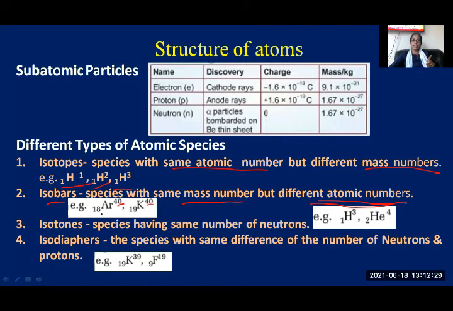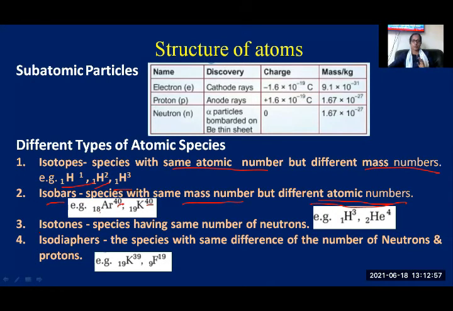Okay, so 18 argon 40 and 19 potassium 40. Both have same mass number. Sum of proton and neutron number, it is the same, 40. Whereas atomic number, if you look at, in argon, it is 18. Whereas in 19 potassium, it is 19. Okay, so such species which have same mass number but differ in atomic number is called as isobars.